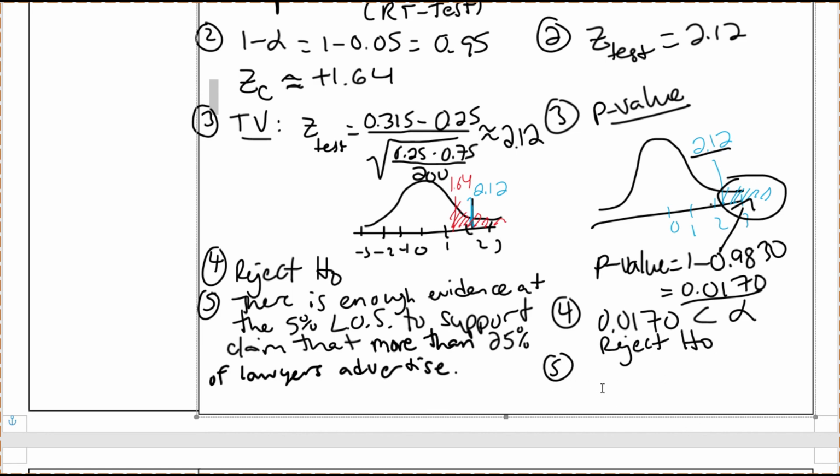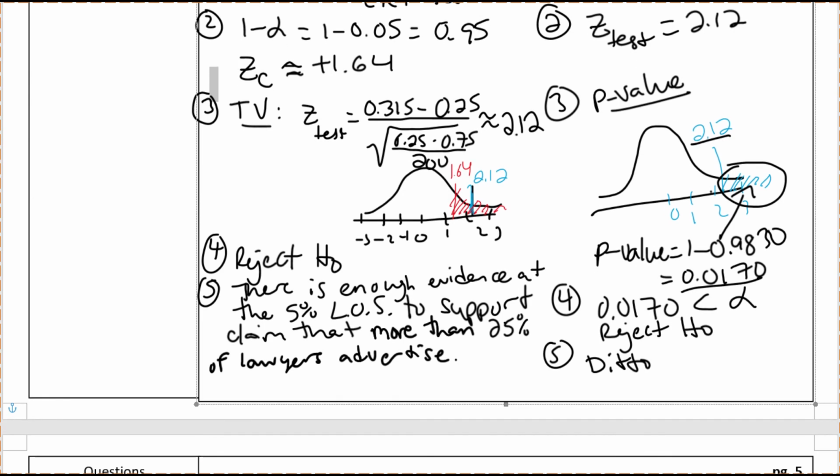So step 5 is a repetition of step 5 earlier. All right, and that's our solution to the problem. So we ended up having enough evidence to reject.